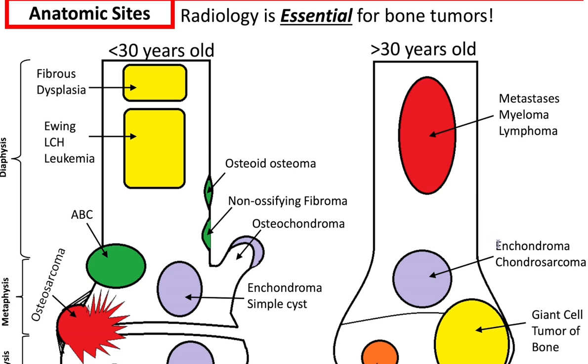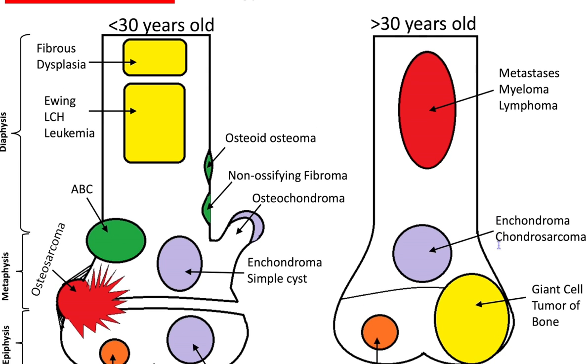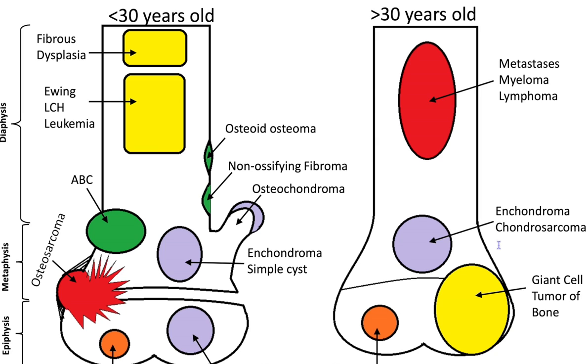You know how radiology and pathology, I think of them as shake and bake. This is much more pertinent in bone and soft tissue because imaging is so helpful in your differentials. So you can divide your differential for bone tumors based on whether patients are younger than 30 or older than 30, and also by the location in the bone: diaphysis, metaphysis, and epiphysis.